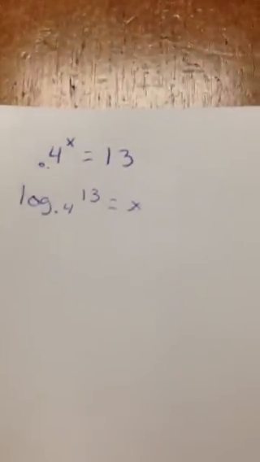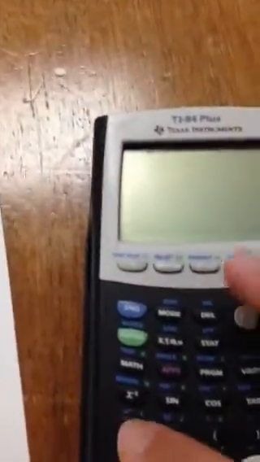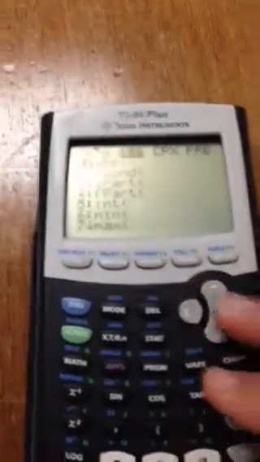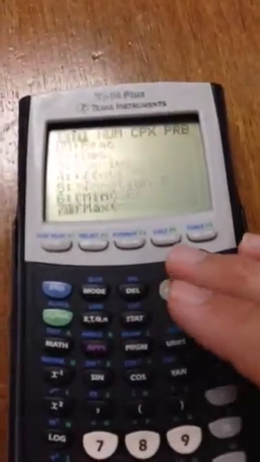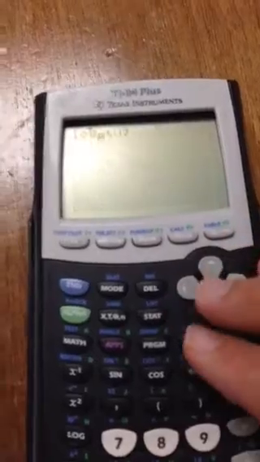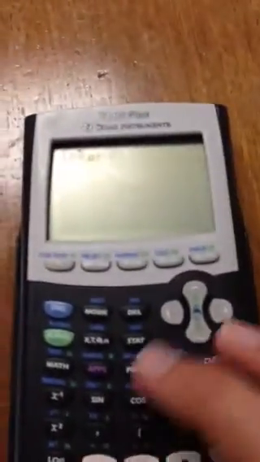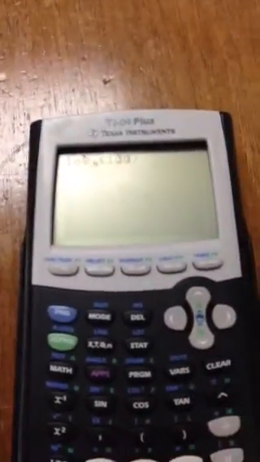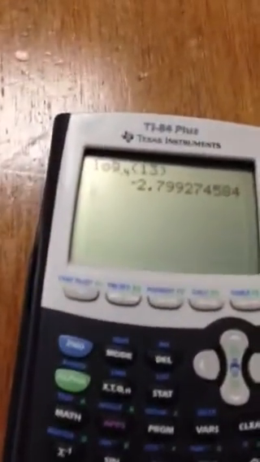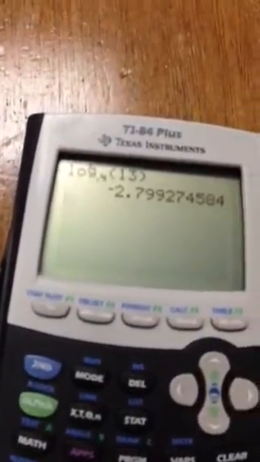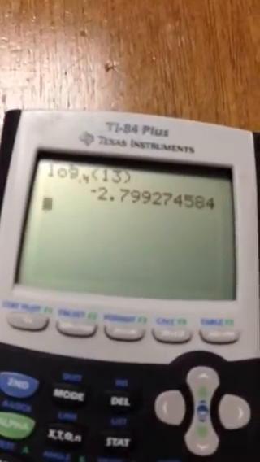So we go ahead and take our log. Right now that's not going to work, so I need to use my log with a base. There we go. My log with a base of 0.4 of 13, and we'll get x equals negative 2.799.